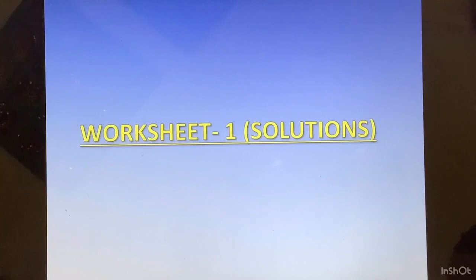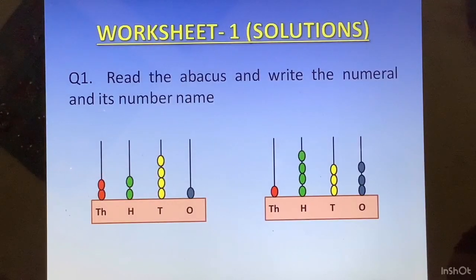Before we go further, let us first look at the solutions of worksheet 1. Worksheet 1 I had shared in my previous video. First question was, read the abacus and write the numerals and its number name.